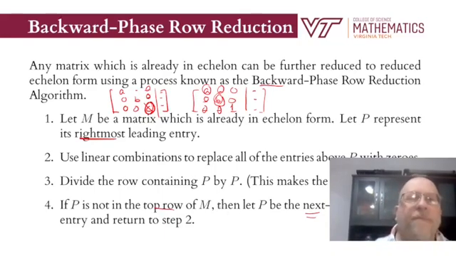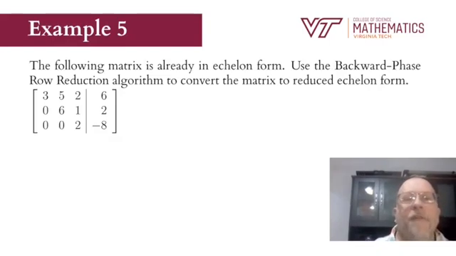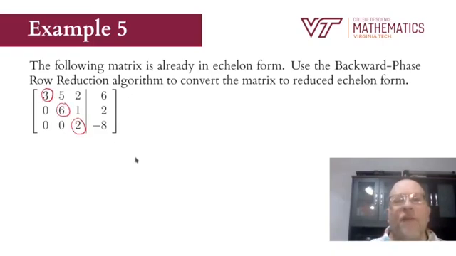So let's give this a try. This is a matrix that's already in echelon form. We're going to use the backward phase row reduction algorithm to put this into reduced echelon form. Okay, so working backwards, we're going to start with the 2. We're going to clear out its column. Clear the entries above the 2.